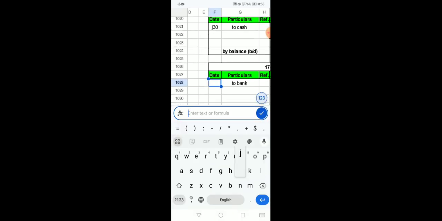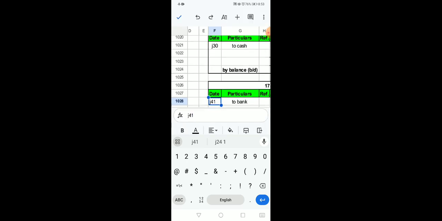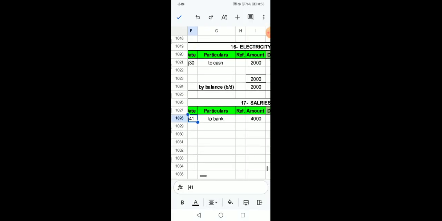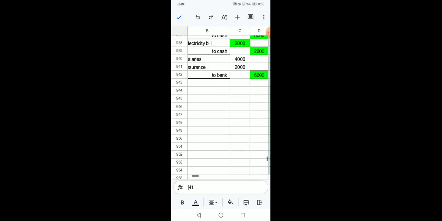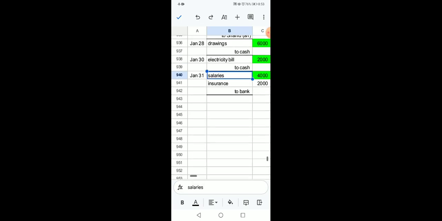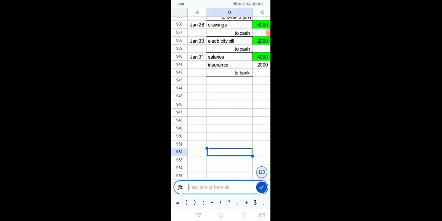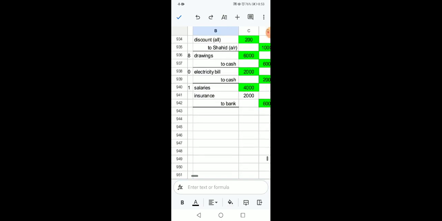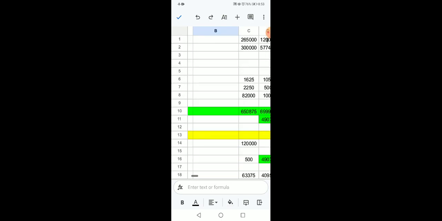It was last entry, I think 31st is the date. Yes, January 31. So put date January 31. Okay, date is completed. Posting for 4,000 is completed. So you can mark it as it has been done. You are making salaries ledger and it is last entry. It means salary is not present anywhere else. Salaries ledger is completed. So it's time to calculate its balance.